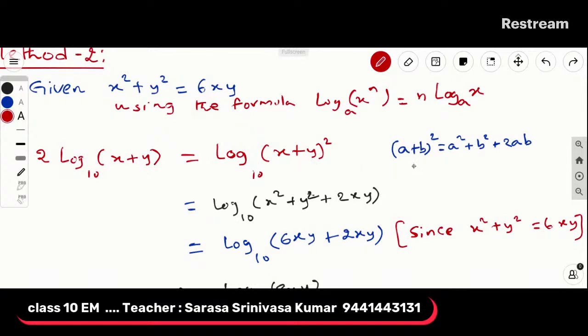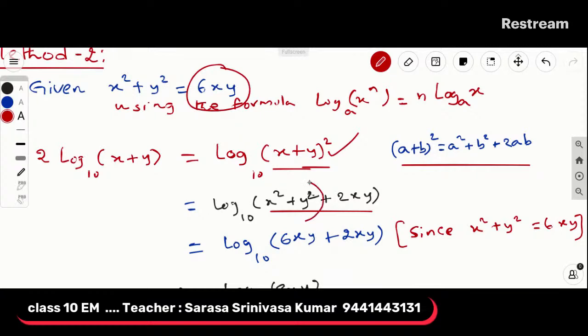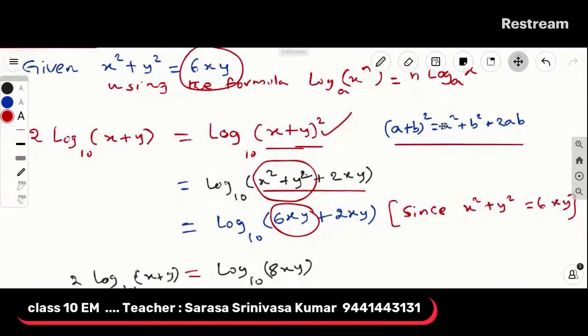Now we expand x plus y whole square using the formula a plus b whole square equal to a square plus b square plus 2ab. Using this formula, we can write x square plus y square plus 2xy in place of x plus y whole square. But it is given that x square plus y square is equal to 6xy. So in place of x square plus y square, I can write 6xy. So we will get log of 8xy on the right hand side. The right hand side becomes log of 8xy.